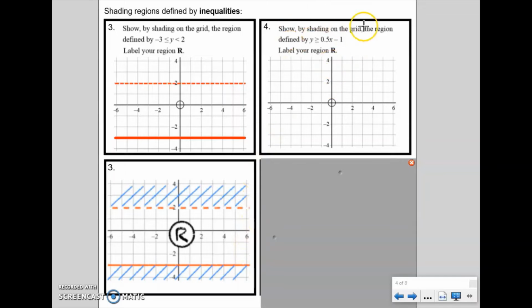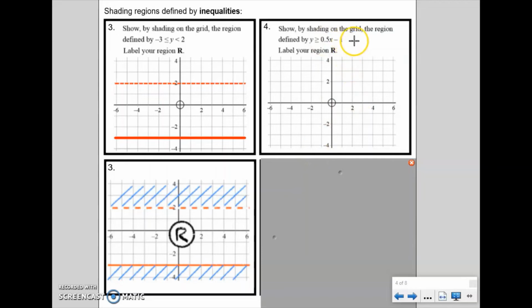And let's move on to question 4, where we're being asked to show by shading on the grid the region defined by y is greater than or equal to 0.5x minus 1. So what we have here is a linear graph in the form of y equals mx plus c, m being the gradient, 0.5, and c being the y-intercept, -1. So we're going to go ahead and draw the graph of y equals 1/2 x minus 1.